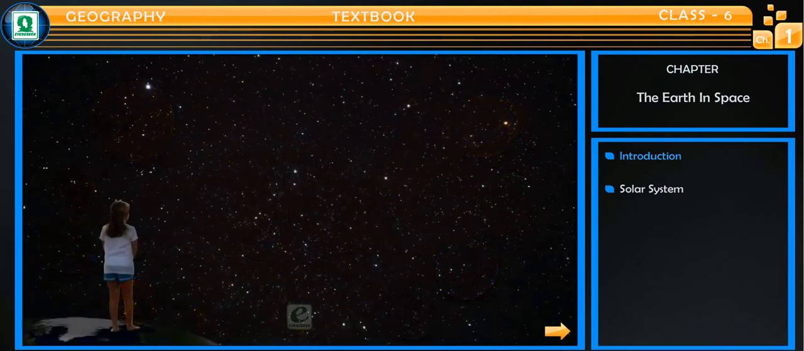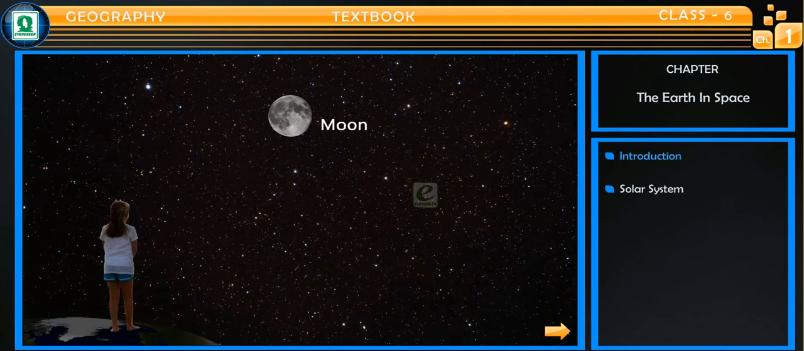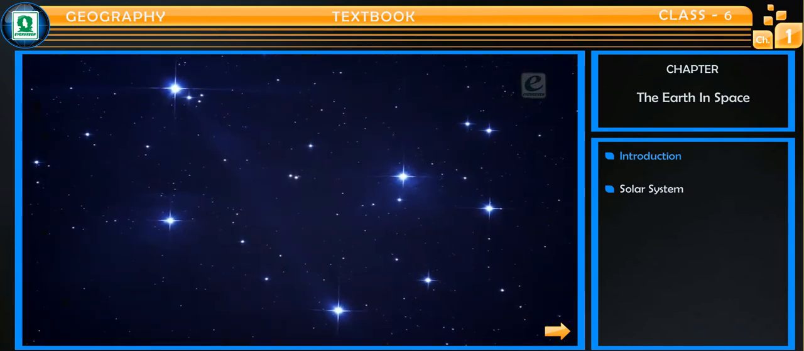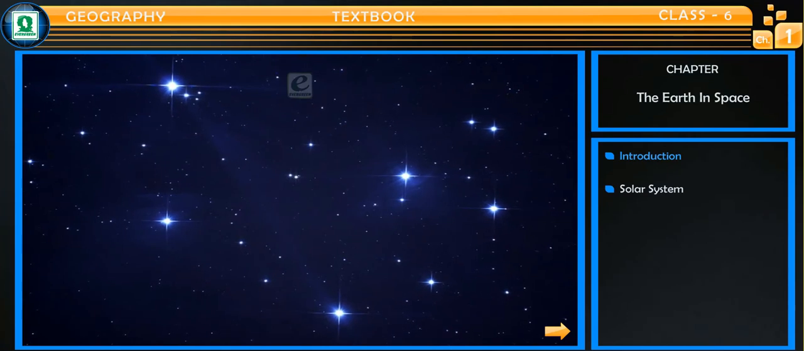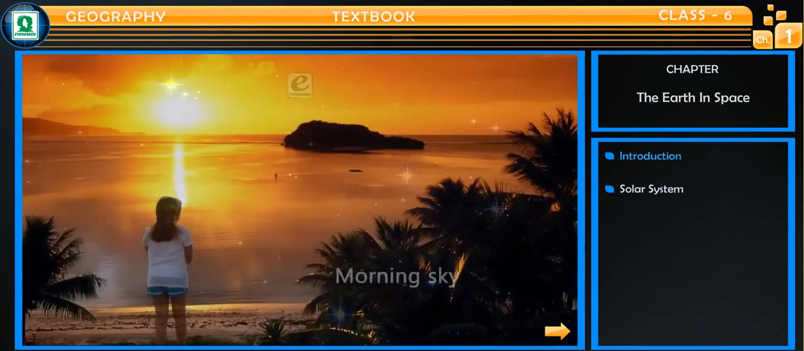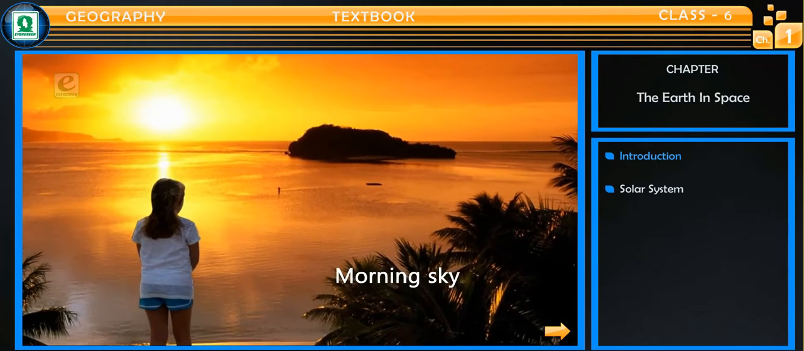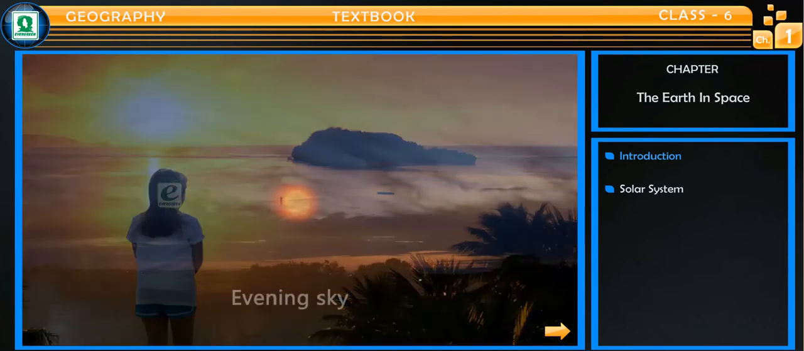When you look up at the sky during night, what do you see? One can see a bright object called the moon and millions of small twinkling stars. What do you see in the morning sky? We can see the rising sun, giving heat and light till the evening.